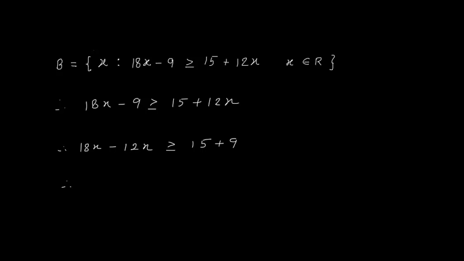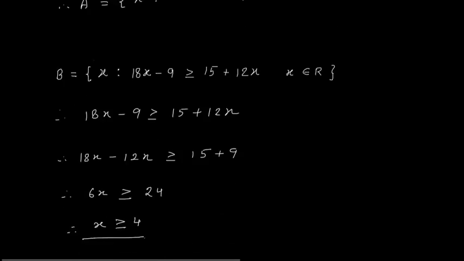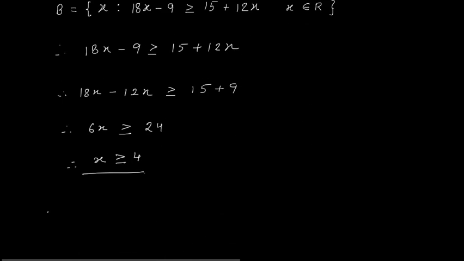So therefore 18 minus 12, 6x is greater than or equal to 15 plus 9, 24. Therefore x is greater than or equal to 6 4s are 24. Yes. So here therefore I have B where B is all x and x is greater than or equal to 4 and x belongs to real number.